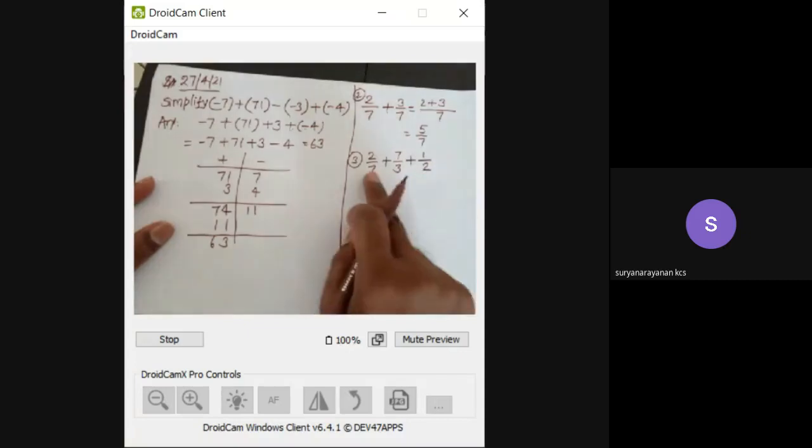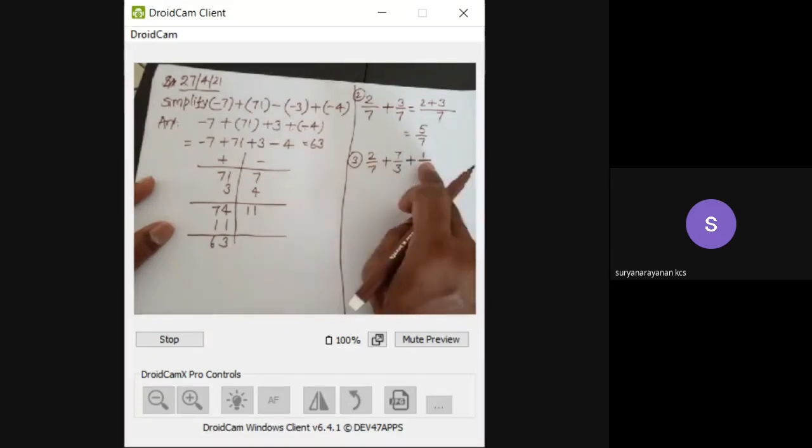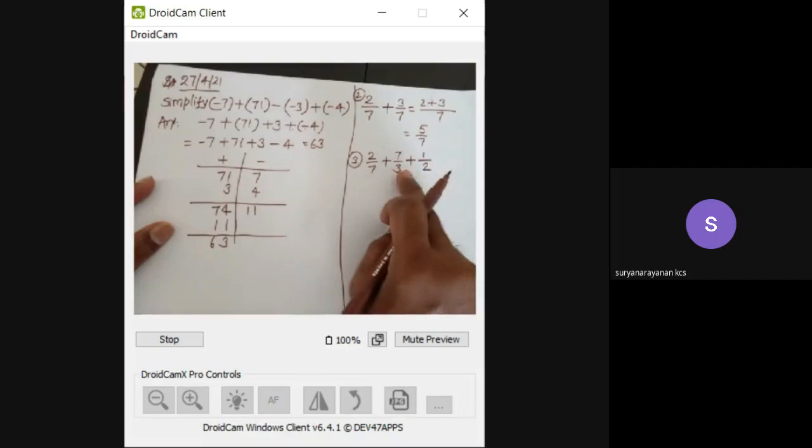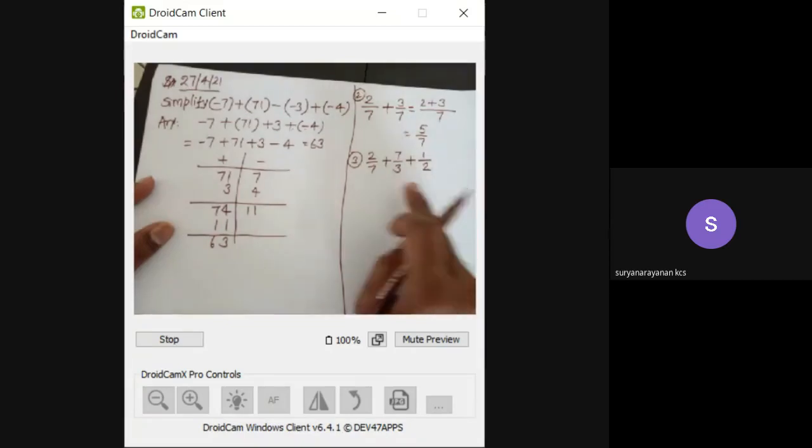In this case, if you observe, these three fractions are connected with the plus sign. Means we have to add them. Yes or no? But if you observe these fractions, they are not like fractions. Why are they not like fractions? Denominators are not the same. Yes, very good. They are not like fractions because denominators are not the same.